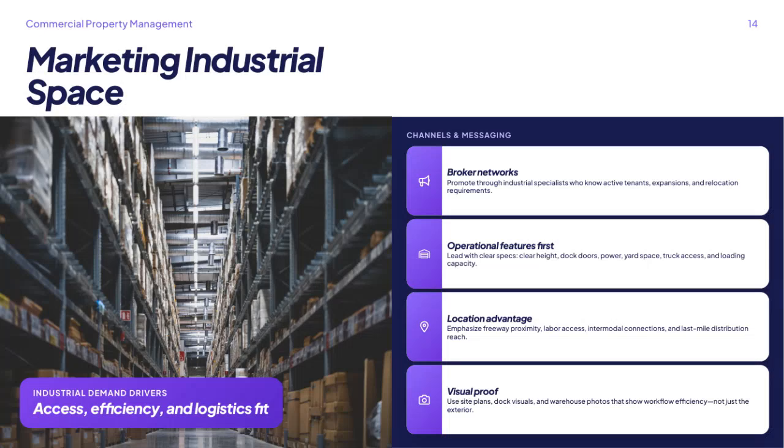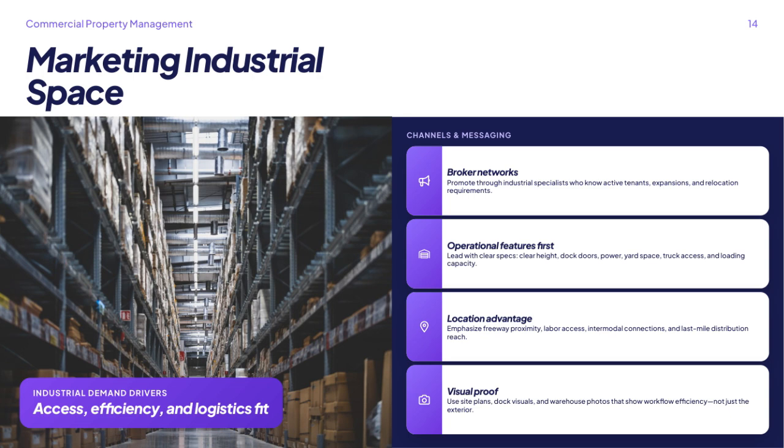When marketing industrial space, it's crucial to focus on access, efficiency, and logistics fit. These are the key industrial demand drivers that influence tenant decisions. One effective channel is through broker networks, leveraging industrial specialists who have a deep understanding of active tenants, expansions, and relocation needs. Start by highlighting the operational features that matter most.